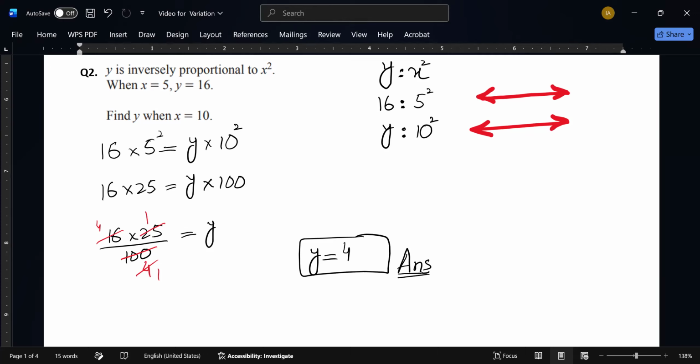Now, look at the values of x. X increases from 5 to 10. And if you look at the value of y, it is 4, which means y decreases. And yes, it must happen because the relation is inverse. That is why one quantity increases, the other decreases. Please note it down so we can move to the next question.